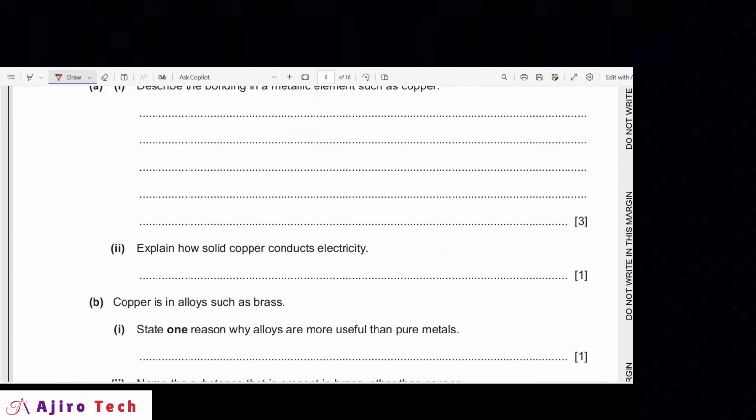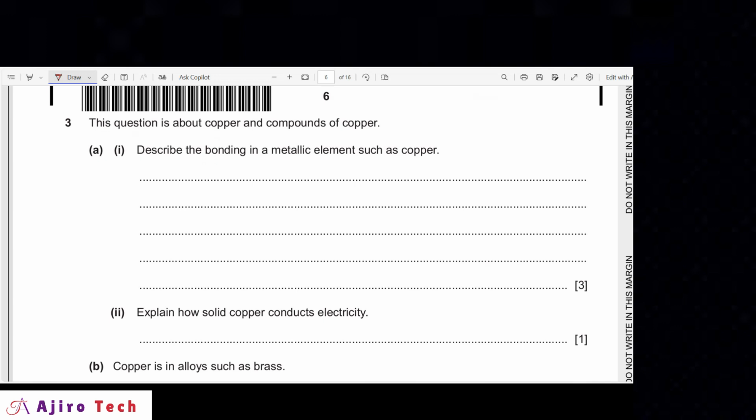All right, so next, question 3 says the question is about copper and compounds of copper. Describe the bonding in metallic elements such as copper. Now, one thing you could do here is to always remember the diagram of a metallic element. The particle model of a metallic element is something like this. We have positive, positive, positive, positive ions. So this is what the particle model of a metallic element looks like.